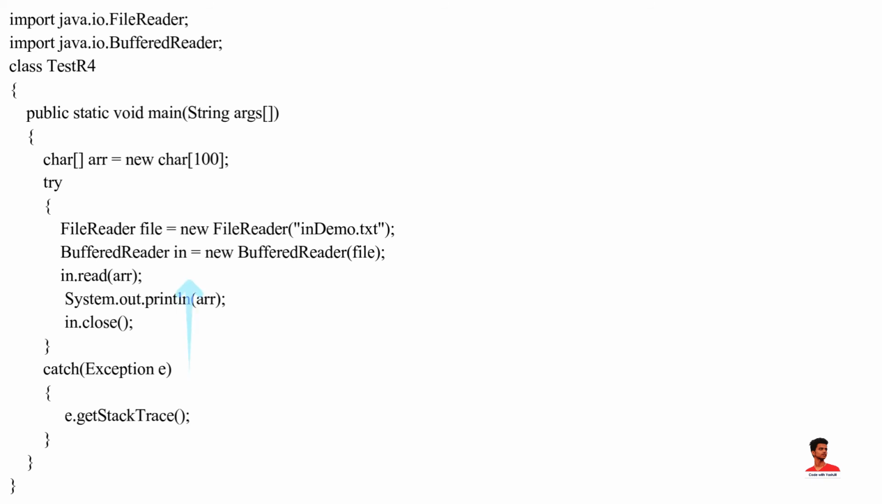In this example, we have created a BufferedReader named in. The BufferedReader is linked with the indemo.txt file. Here we have used the read method to read an array of characters from the internal buffer of the BufferedReader.